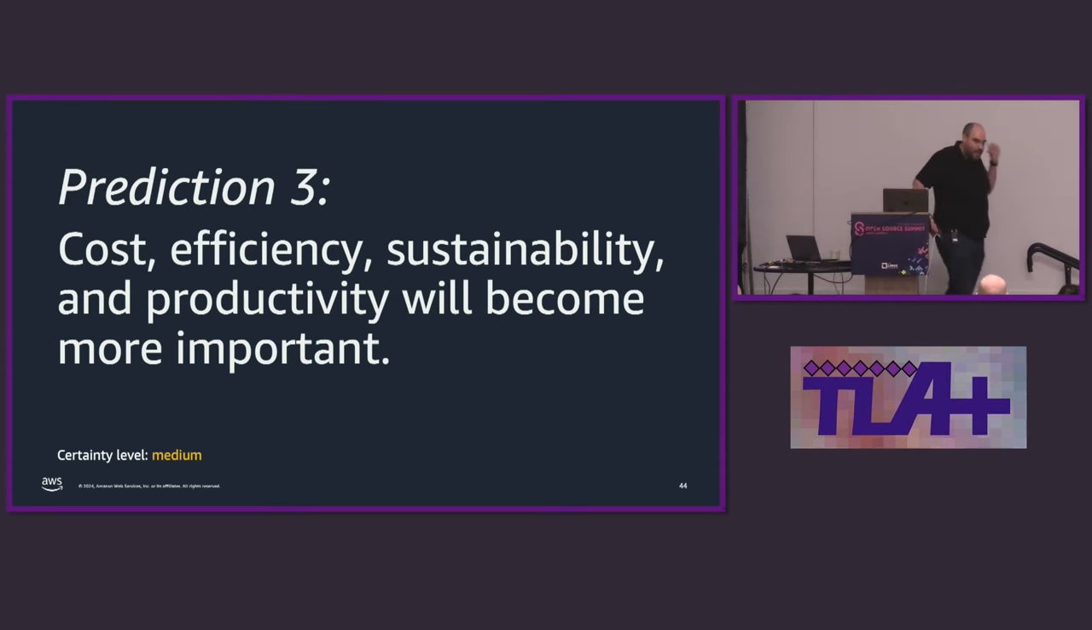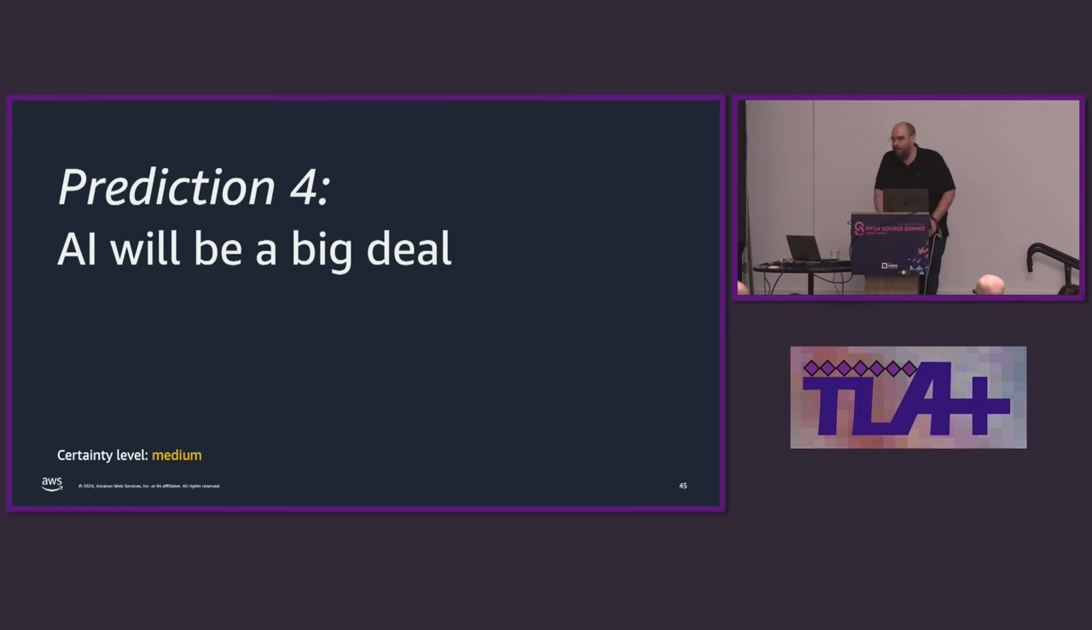And so, again, our ability to build tools that help us be more efficient, to lower costs, to be more sustainable, and to be more productive is an extremely important part of what I think the folks in this room and in the broader automated reasoning and formal methods community can bring. And prediction number four is AI will be a big deal. It's about all I can say about that, but I think it's going to turn out to be something.